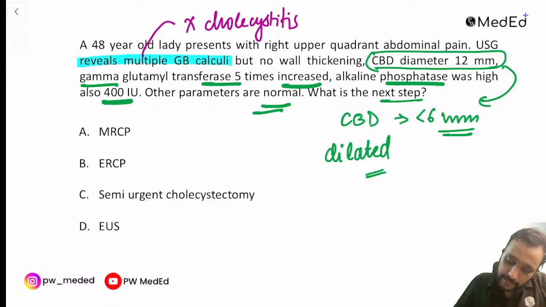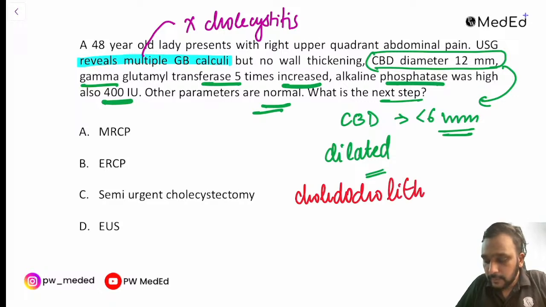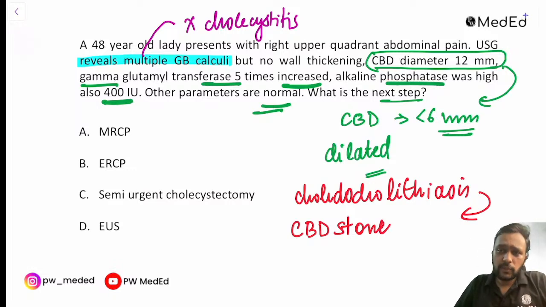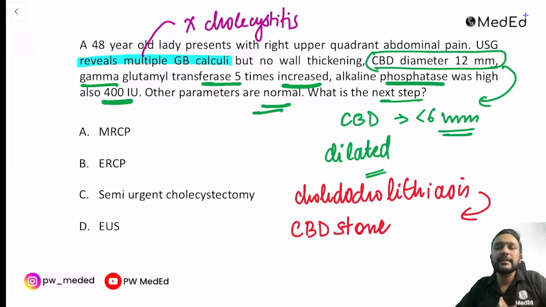So in this case, we are suspecting choledocholithiasis. What is choledocholithiasis? It is CBD stone. Very good. So a CBD stone can come from the gallbladder, as ultrasound has shown that there are multiple GB calculi. This stone can get stuck within the CBD and it can result in dilatation of the CBD as well as raised enzymes like your GGT and ALP, right? So when the enzymes are raised, we are suspecting a CBD stone.